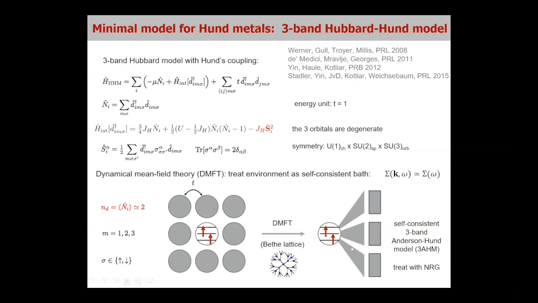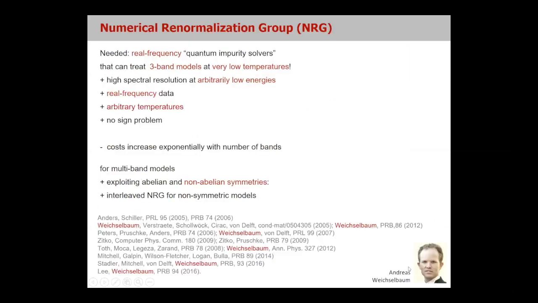So an impurity model, which you have to solve self-consistently coupling to the band. Under these conditions, N equals 2. And we treat this with a numerical renormalization group. So let me just very briefly say a few words about this method. It's an impurity solver that gives you real frequency results.